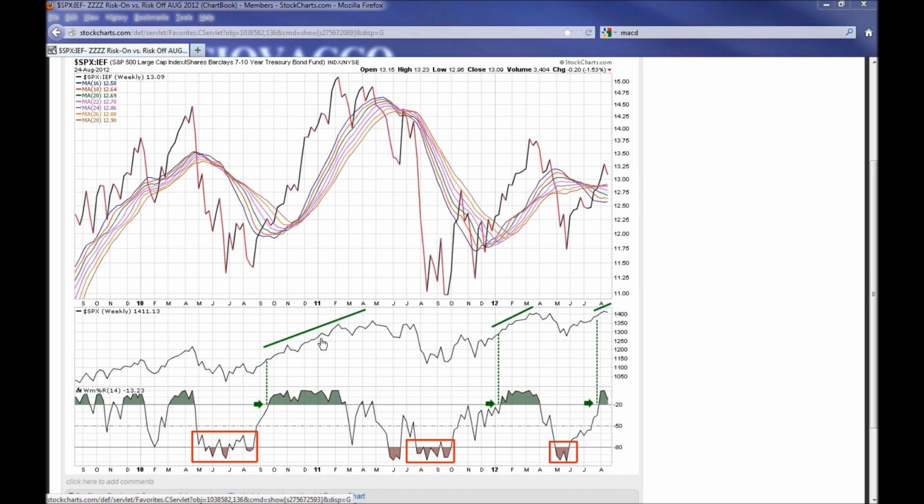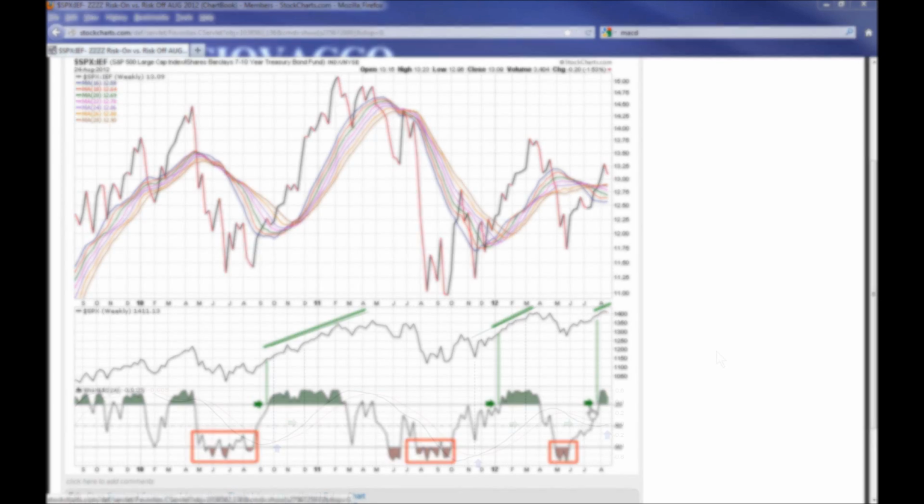This is the weekly S&P 500. Red box to green arrow back above -20 here. Gains in the stock market followed for several weeks. Same thing here to here and here. This green arrow here is similar to this one here and similar to the present day in 2012.